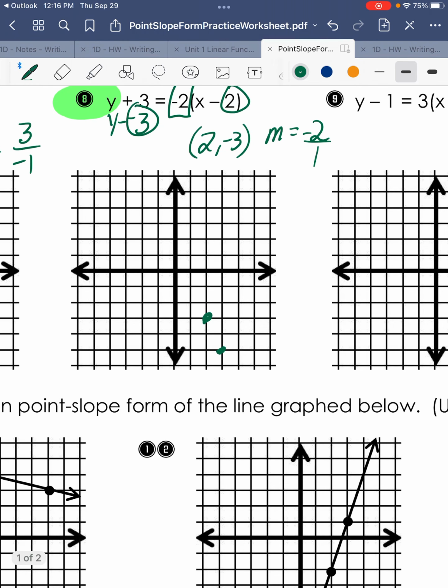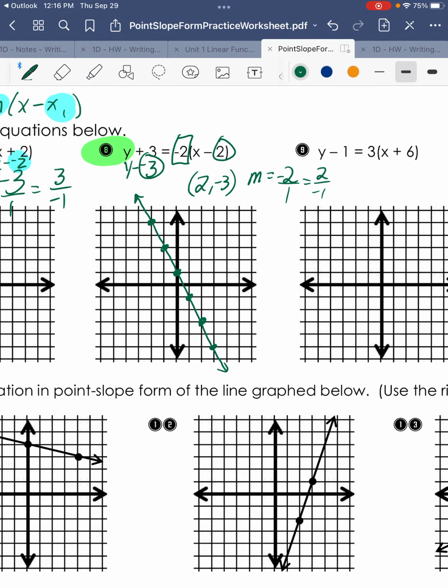All you need is 2 points, and that would be good enough. You can move the negative to the denominator. That'd be up 2, left 1. And you can continue with that pattern as long as you want. You see all those points are a nice straight line. Gives us a good idea of how to draw that straight line.